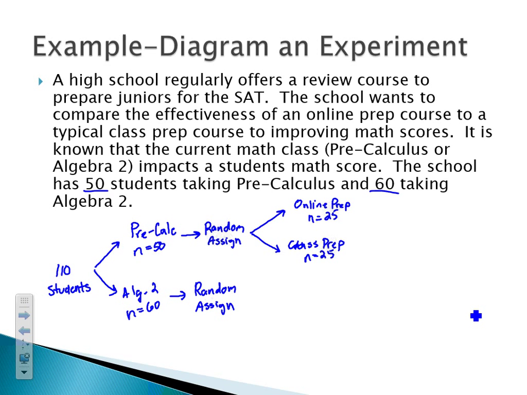And we're going to do the same thing down here with Algebra 2. Right? We're going to have a group that goes to online prep. We'll have 30 of those. And we're going to get a group that goes to our in-class prep. Again, that's going to be a group of 30. All right? And then our next principle to show is our comparison, right? So what do we want to compare? Well, we want to compare their SAT math score.